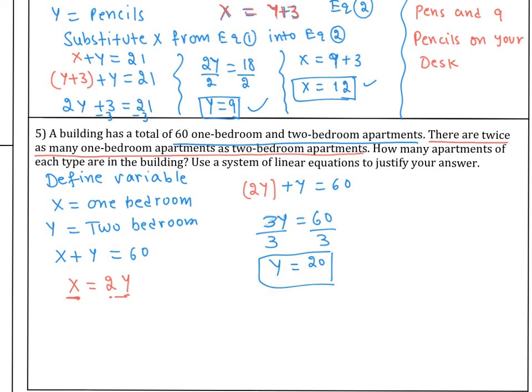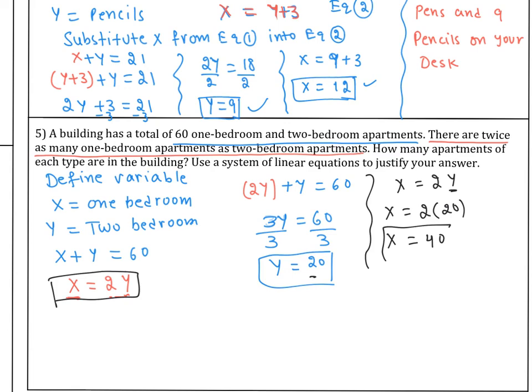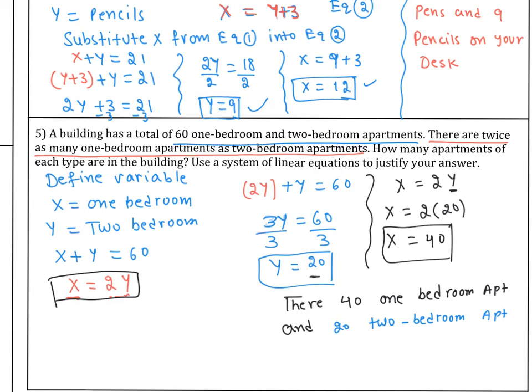Now we are going to find out the x value. So we are going to use any of the given equations. I'm going to use this equation here to find x. Use the y value from here and plug it in for x. So x, which is 1-bedroom, is 40, and 2-bedroom is 20. So there are 40 one-bedroom apartments and 20 two-bedroom apartments in the building.